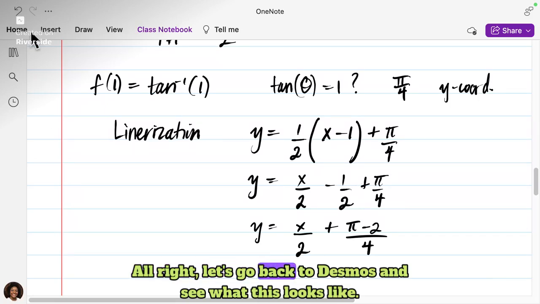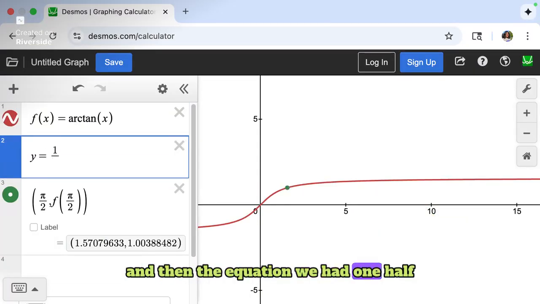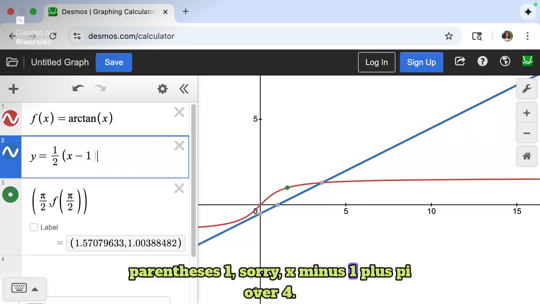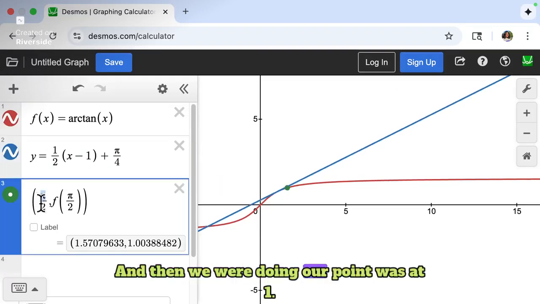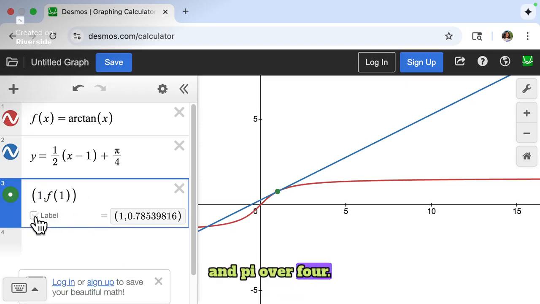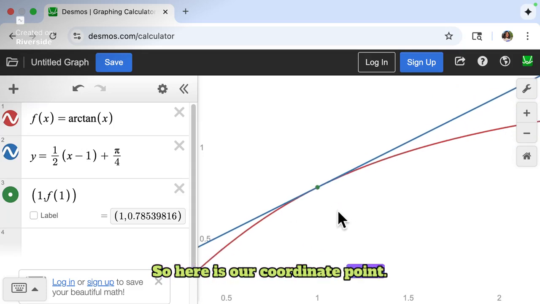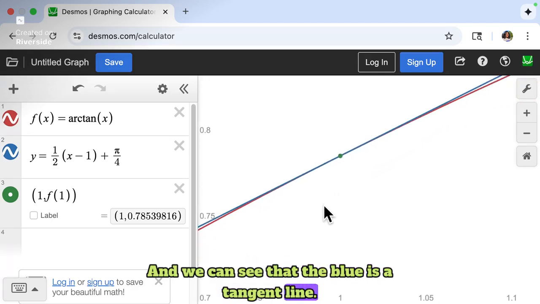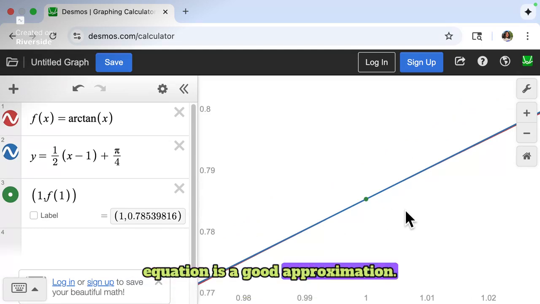All right, let's go back to Desmos and see what this looks like. Arctangent, and then the equation we had: 1/2 times the quantity x minus 1, plus pi over 4. Then our point was at 1 and pi over 4. And there you go, there's what it looks like. Here is our coordinate point. The red is our arctangent, and we can see that the blue is a tangent line. The linearization just means that in this neighborhood, the linear equation is a good approximation.